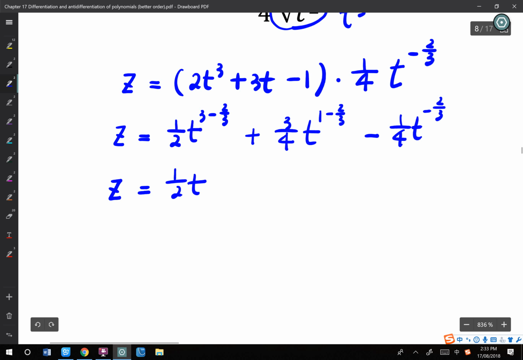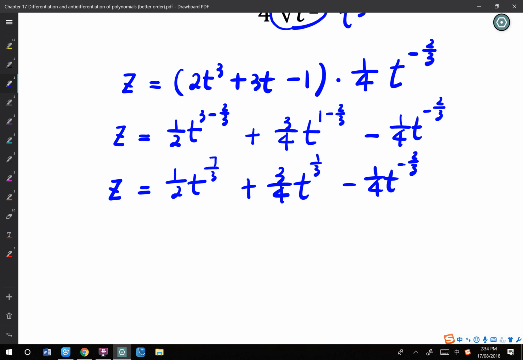Anyone got any questions? You can ask me. That's 9 minus 2, 7 over 3. Here we have 3 over 4 t to the power of a third. And then we have minus a quarter t to the power of negative 2 over 3. So after I flip it up and expand it, I have a good form.